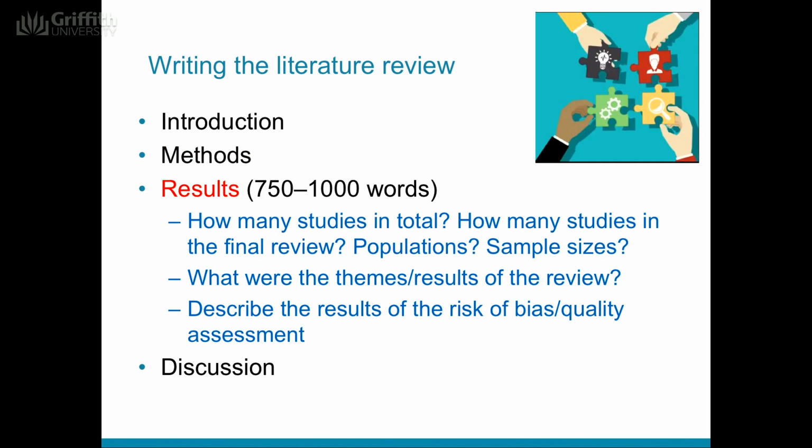The results, 750 to 1,000 words. How many studies did you find? How many studies made the final review? What sort of populations? What were the sample sizes? Themes, results. What about the bias and quality assessment? So there's quite a lot to put in results, but you're not interpreting them here. You're just presenting them.